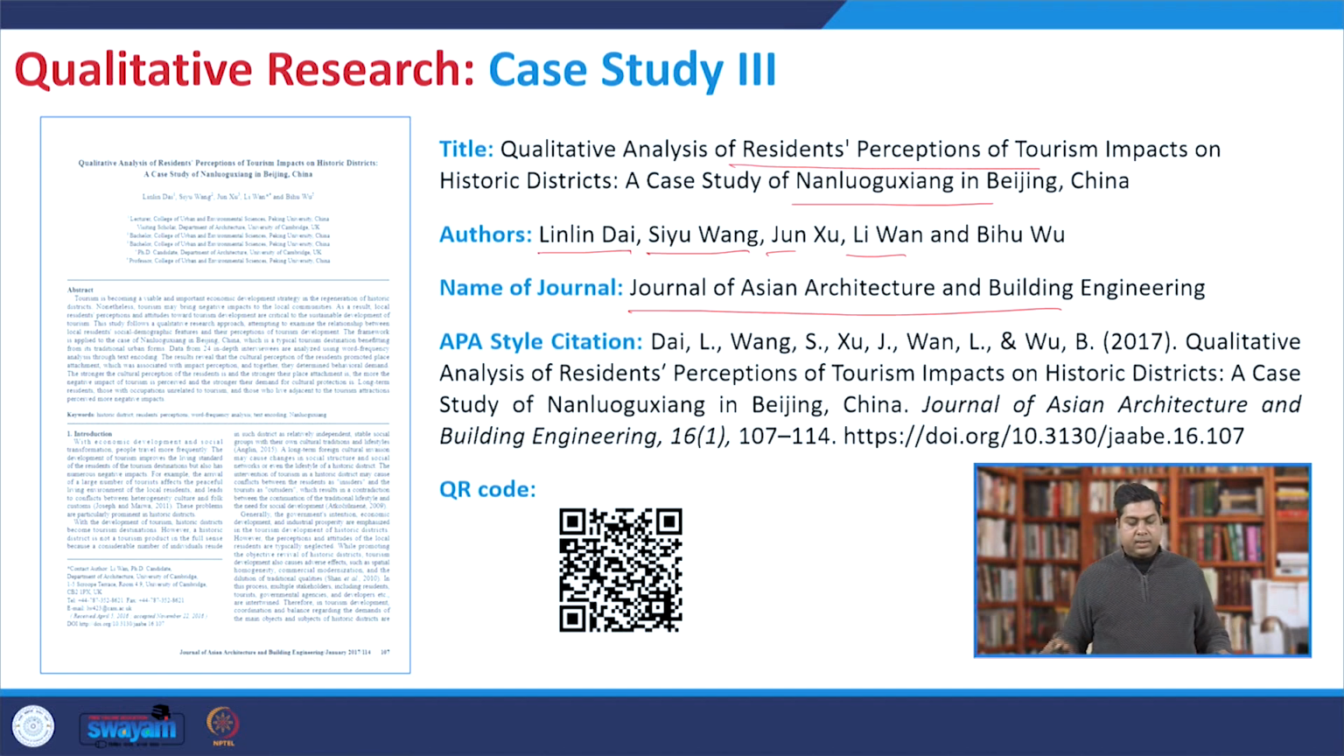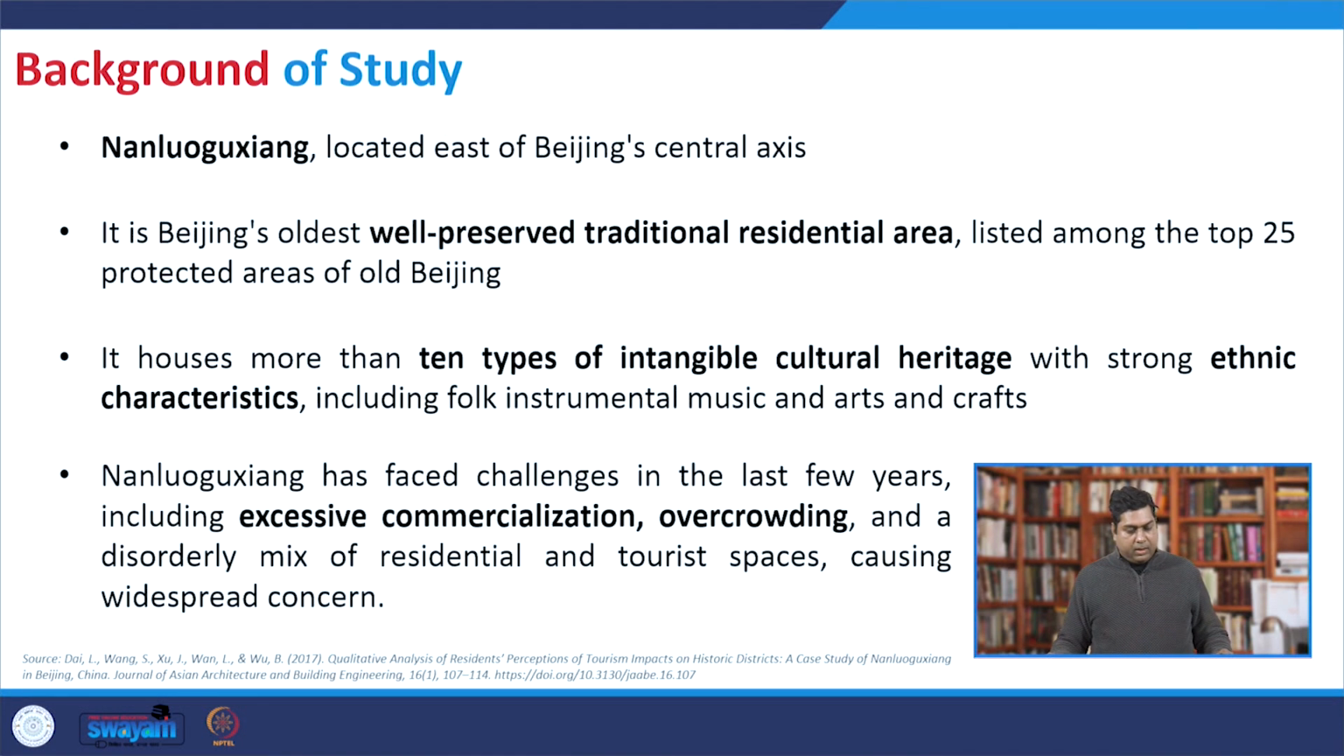Now, if I look at the title itself, it clearly mentions the method the authors have applied, that is qualitative analysis. If we discuss the background of the study, Nanlu is located on East Beijing's central axis, that is the context where it is situated. It is Beijing's oldest well preserved traditional residential area.